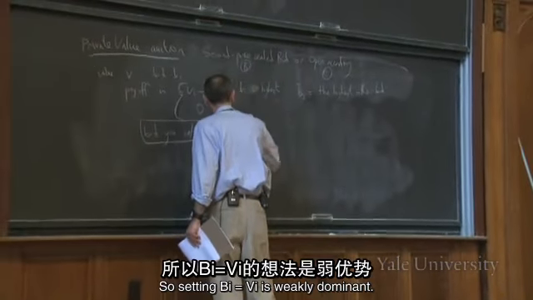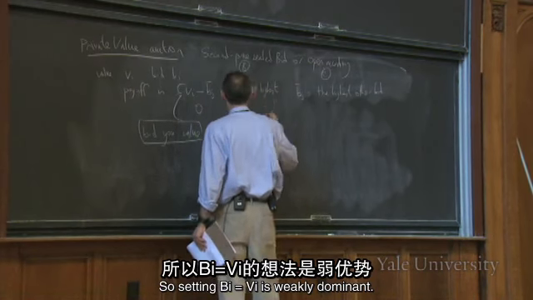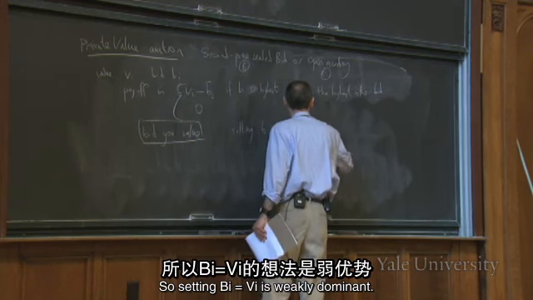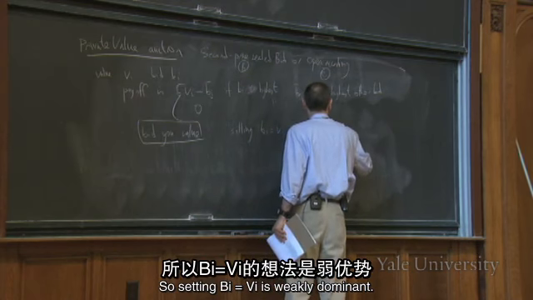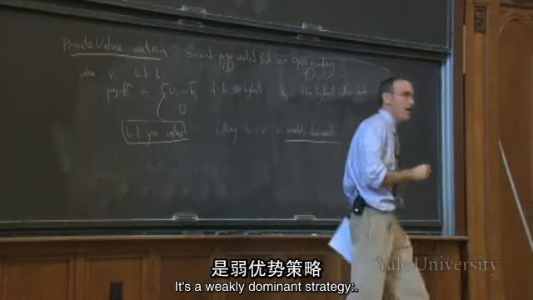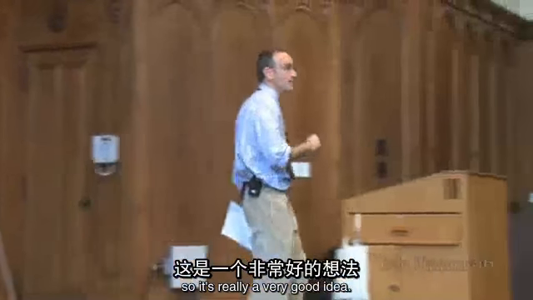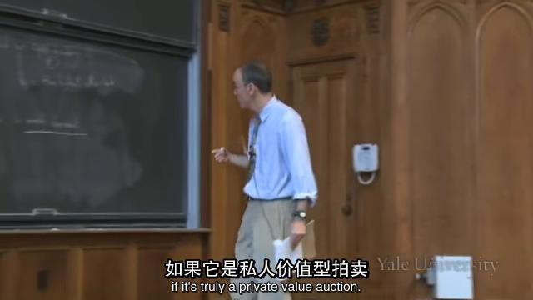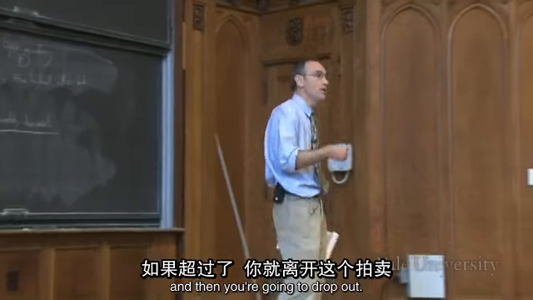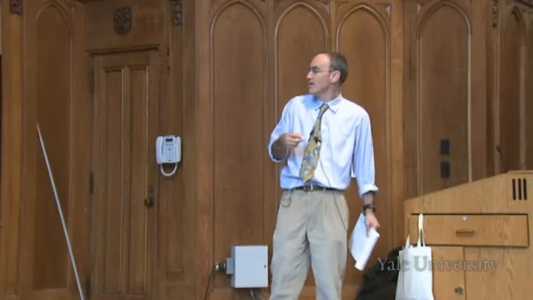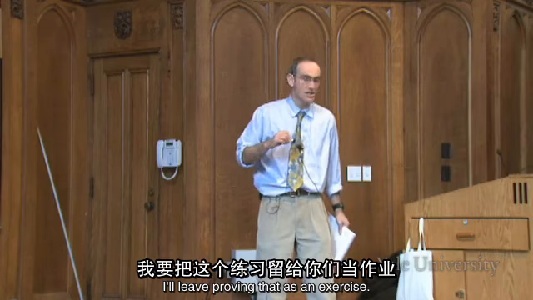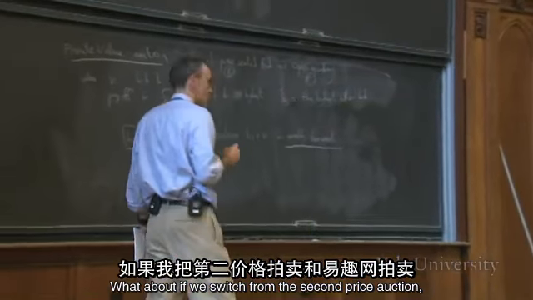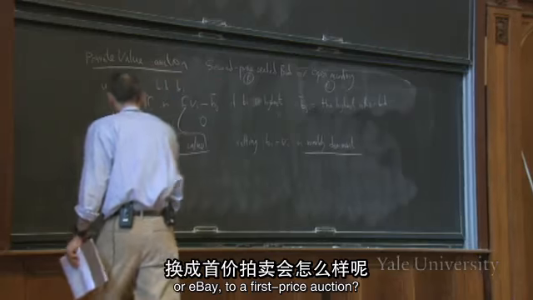So setting BI equal to VI is weakly dominant. It's a weakly dominant strategy. So it's really a very good idea. There's nothing subtle about bidding on eBay if it's truly a private value auction. You're going to stay in until it hits your value and then you're going to drop out. Okay? I'll leave proving that as an exercise. What about if we switch from the second price auction or eBay to a first price auction?